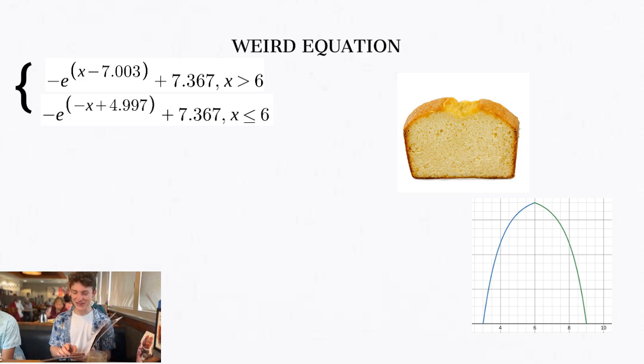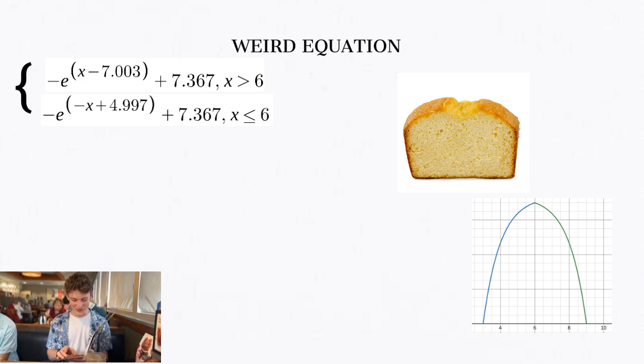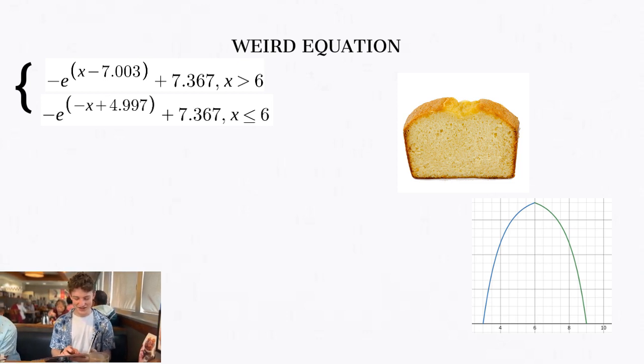Even then, it's still complicated because you have to find the perfect values to make the equations fit the correct x-intercepts. After all that, you're left with the piecewise function, where negative e to the x minus 7.003 plus 7.367 is used for every x value greater than 6, and negative e to the negative x minus 4.997 plus 7.367 is used for every x value less than or equal to 6.